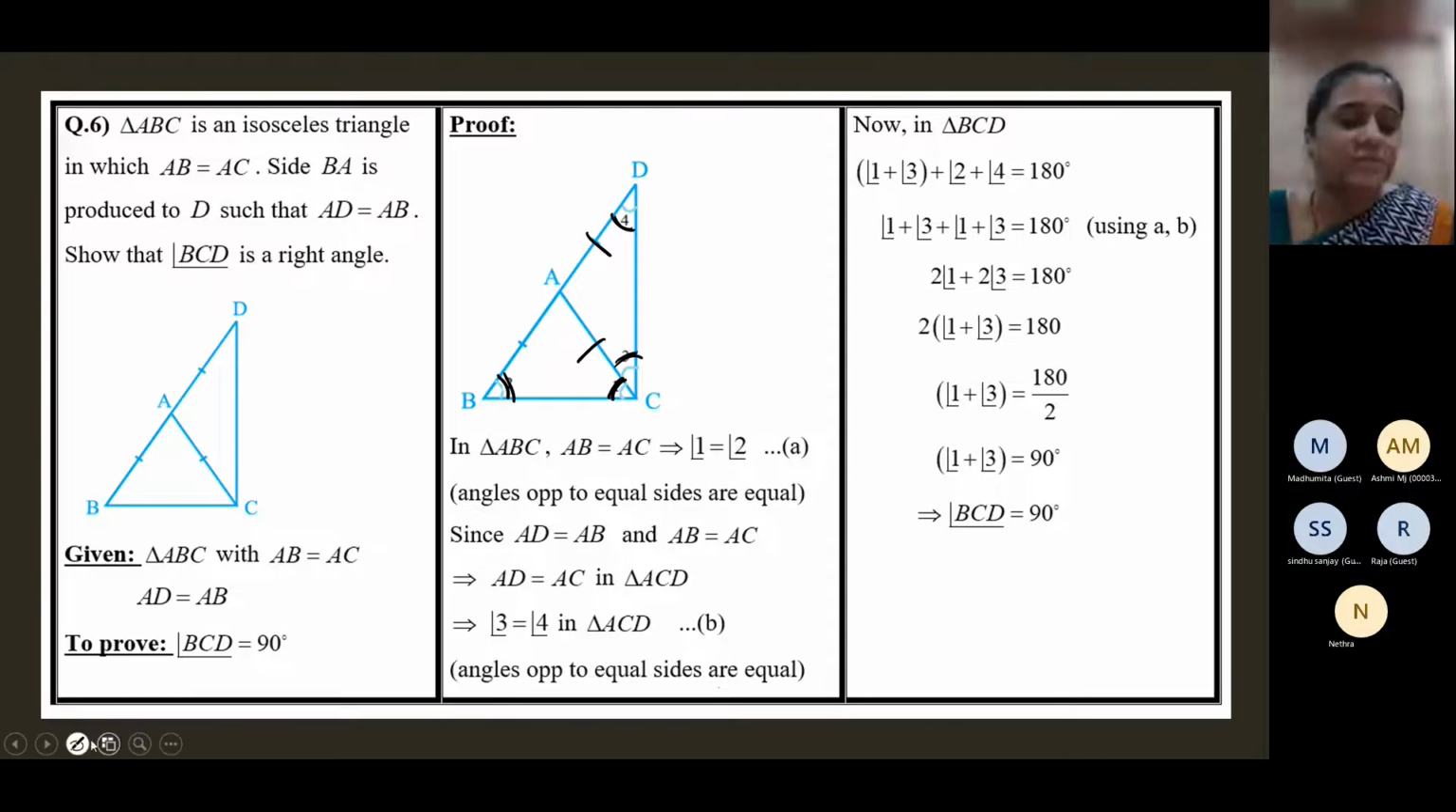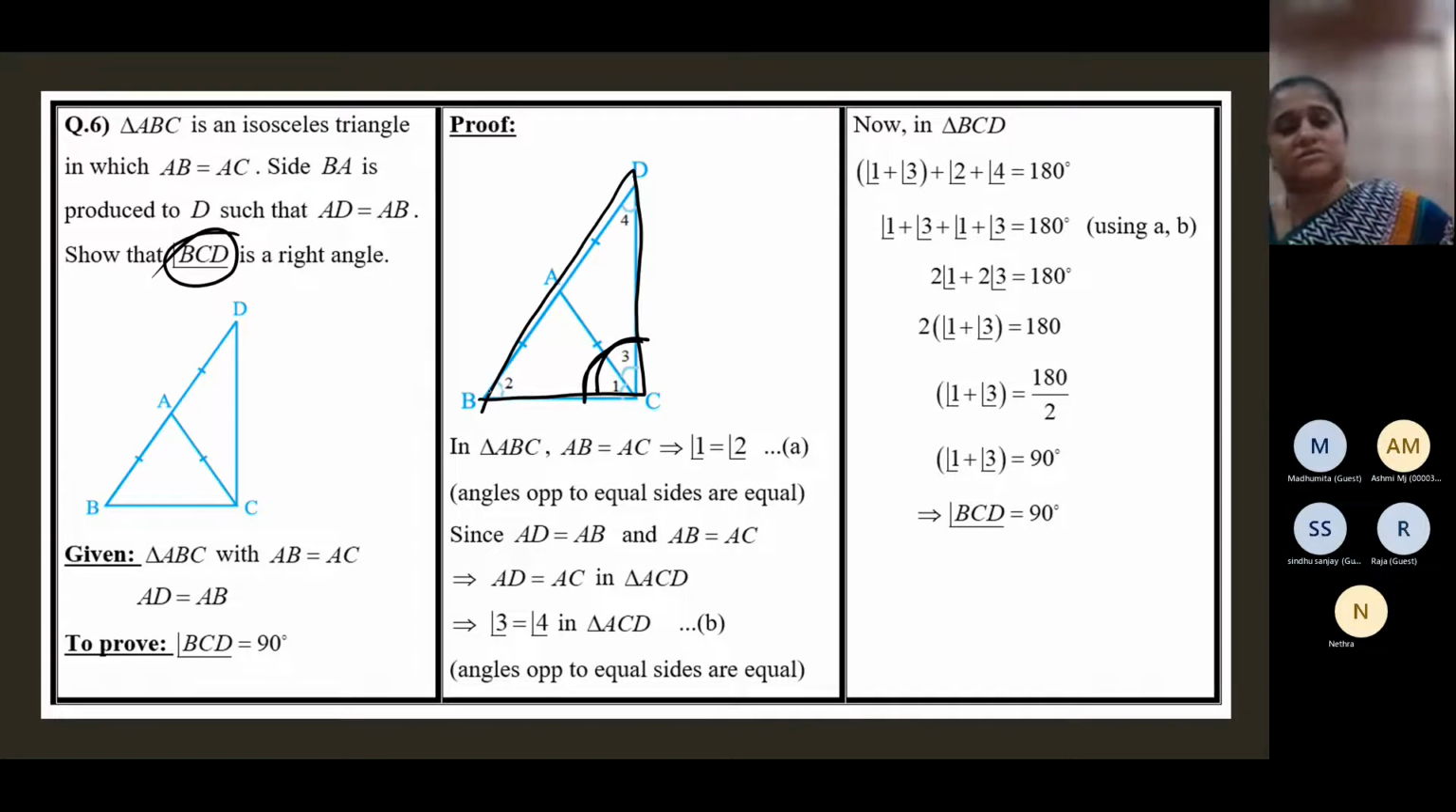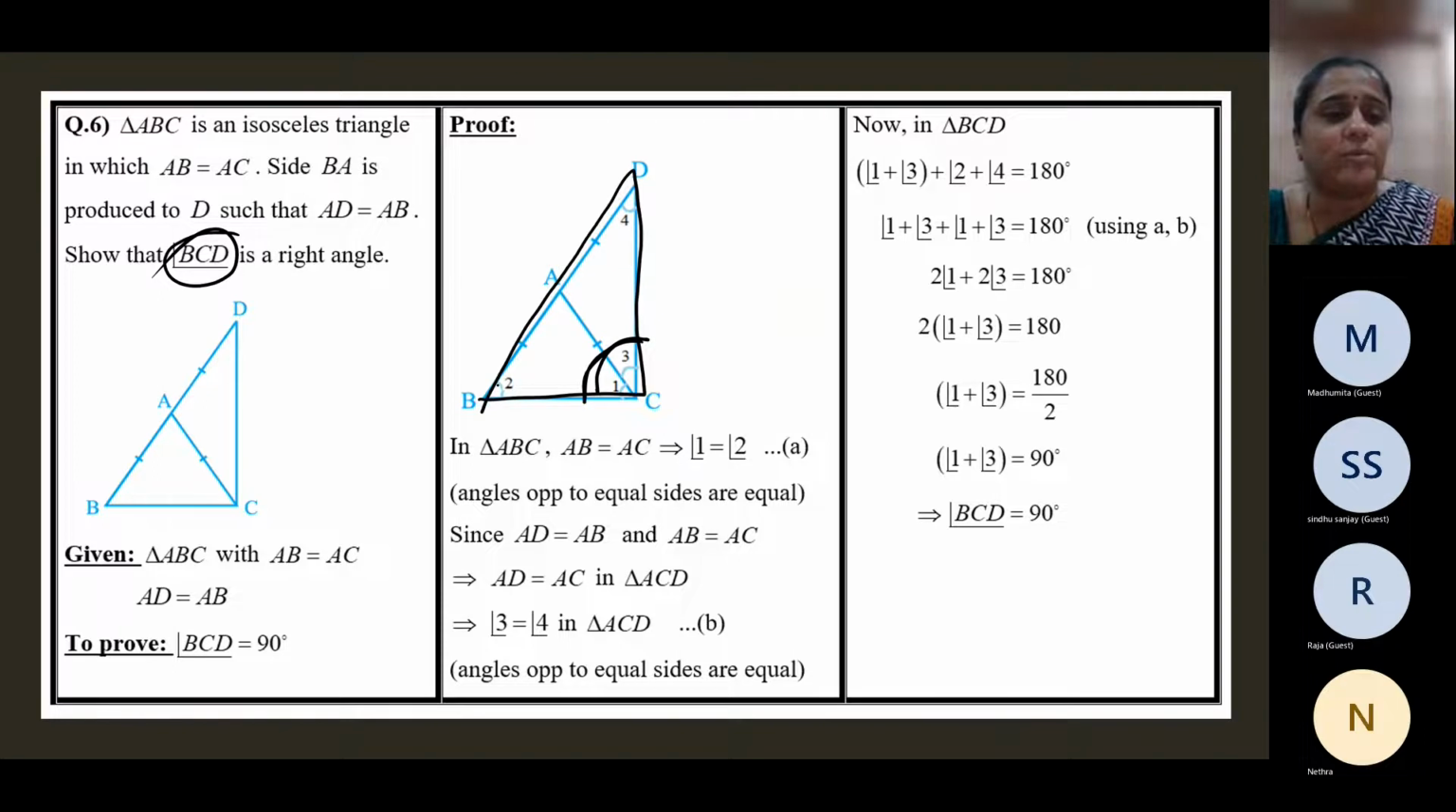Now let's use the angle sum property in a triangle. The whole triangle is triangle BCD. Why the whole triangle BCD? Because you have to find this angle, which is an angle of the whole triangle BCD. You'll have to prove that angle BCD is 90 degrees. And BCD is in this big triangle, triangle BCD. So take up the whole triangle BCD and use the angle sum property.